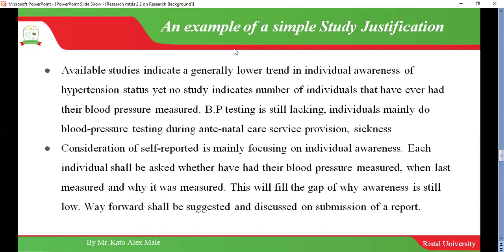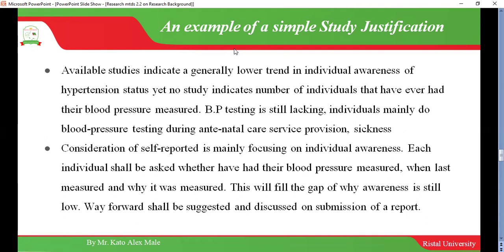Each individual shall be asked whether they have had their blood pressure measured, when it was last measured, and why it was measured. Reasons for the measurement included antenatal care, sickness, and also regular medical checkup. I'm just reading the justification of this study to show how it will fill this gap. The author says this will fill the gap of why awareness is still low. Way forward shall be suggested and discussed on submission of the report.